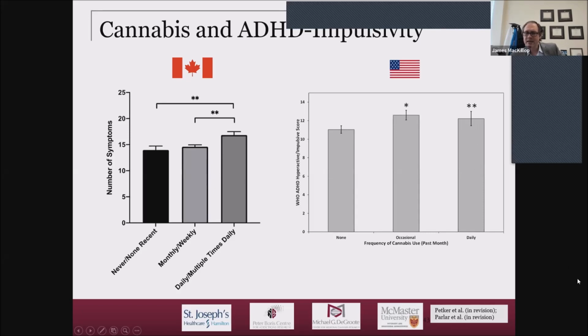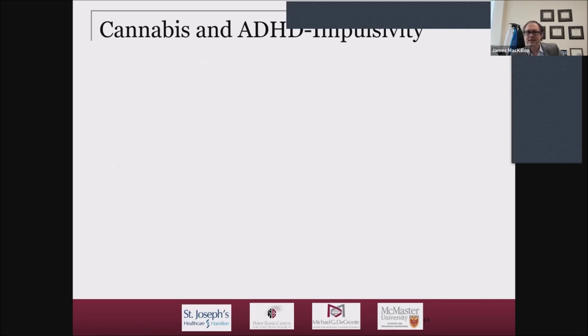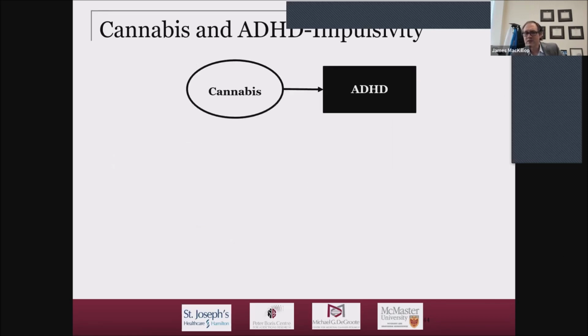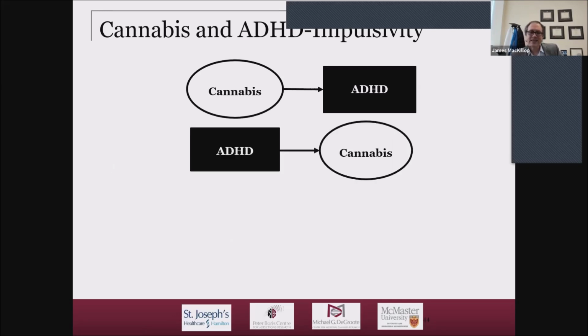But it does seem like occasional use, at least in our Canadian sample, was not associated with any elevation in terms of ADHD symptoms. But there is this consistent linkage. So one of the questions we're undertaking now is, is cannabis associated with developing what are at least perceived to be ADHD-like symptoms? Is it contributing to the elevations? Is it the other way around?